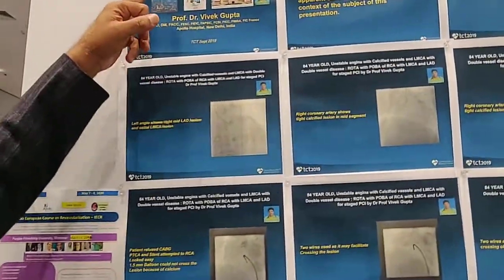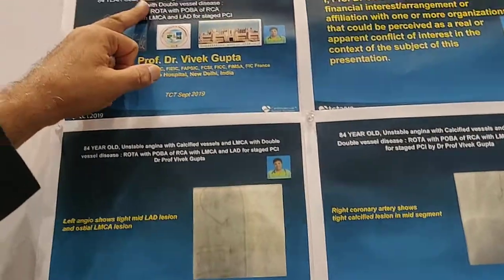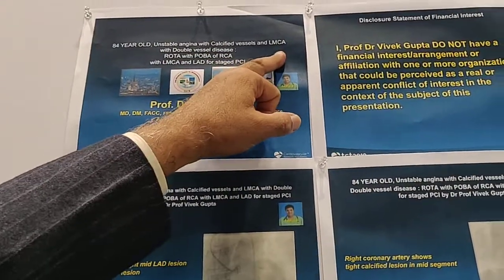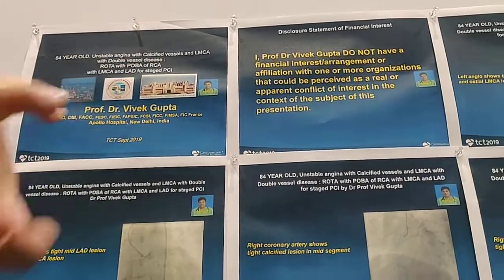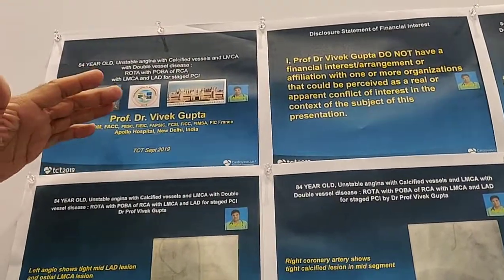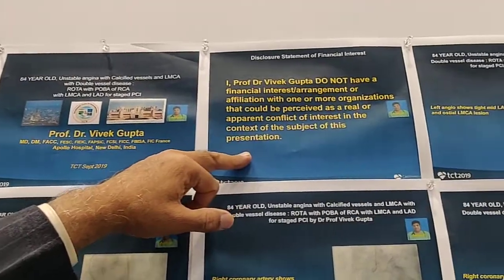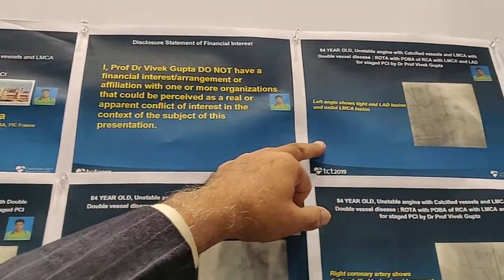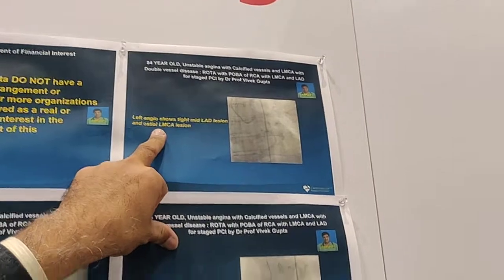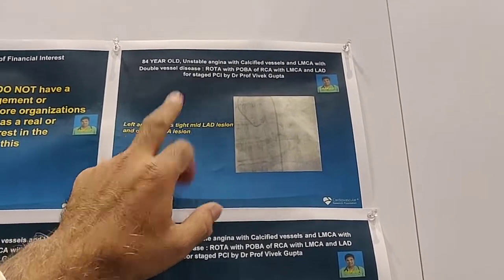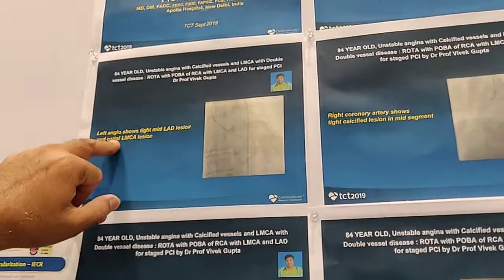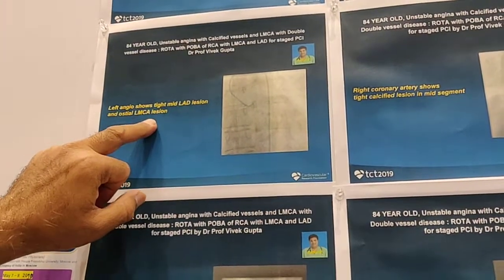This is a case of an 84-year-old male, unstable angina with calcified vessels and LMCA with double vessel disease. We did a rotablation and POBA of the right coronary artery. This was done about 2 years back, and I have no disclosure statement to make. As you can see, this is the left angiogram. I don't see the video here, which shows the mid-LAD lesion, very tight, and the ostial LMCA about 70%. It's not visible here, but in the video it's there. So the left angio showed a tight mid-LAD lesion and the ostial LMCA lesion.